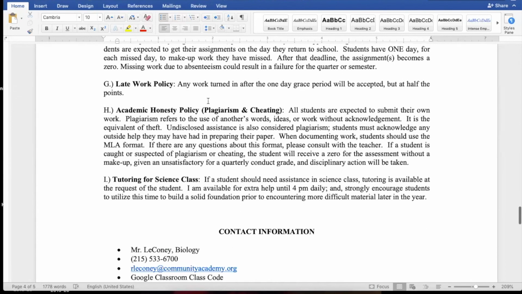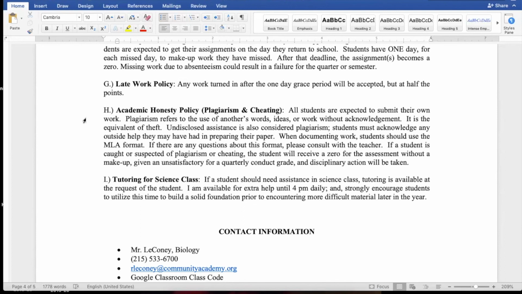Academic honesty policy, plagiarism, and cheating. All students are expected to submit their own work. Plagiarism refers to the use of another's words, ideas, or work without their acknowledgement. It is the equivalent of theft. Undisclosed assistance is also considered plagiarism. Students must acknowledge any outside help that they have had in preparing their paper. When documenting work, students should use the MLA format. If there are any questions about this format, please consult with the teacher.